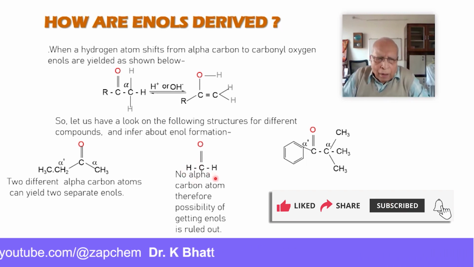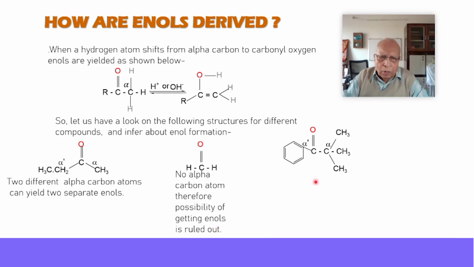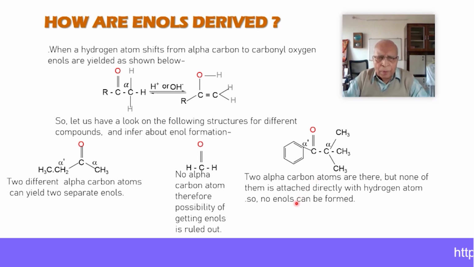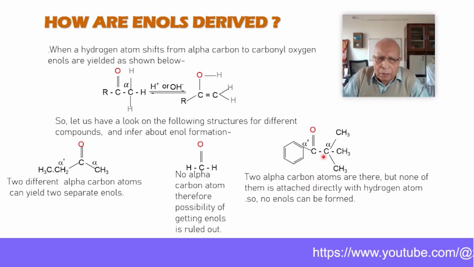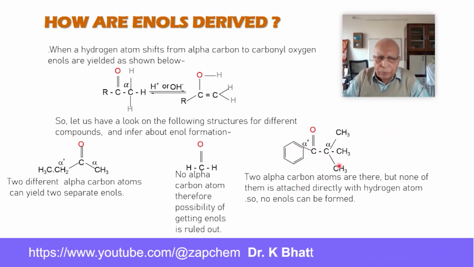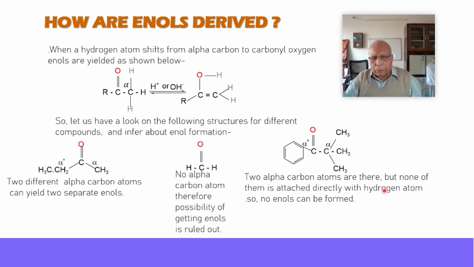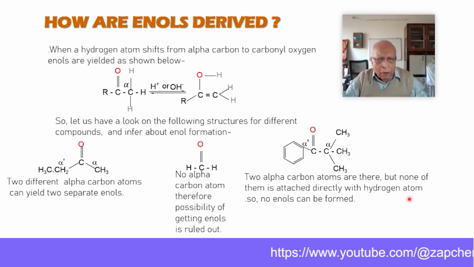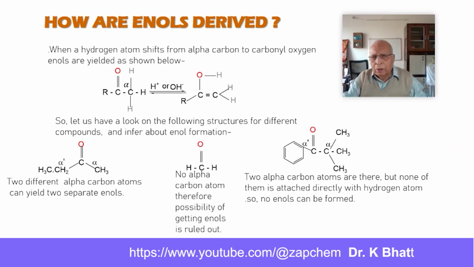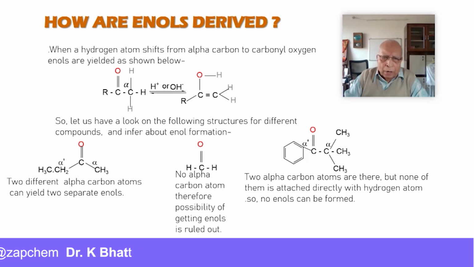You don't find any alpha carbon atom here. So the possibility of getting enol is ruled out. And how about the third one? Two alpha carbons are there, alpha dash and alpha. One is linked with the phenyl group and the other is linked with an alkyl group, a methyl group. So two alpha carbon atoms are there, but none of them is attached directly to a hydrogen atom. So no enol is possible. You cannot get enol. Okay, that is how we can get an idea about the formation of enols.